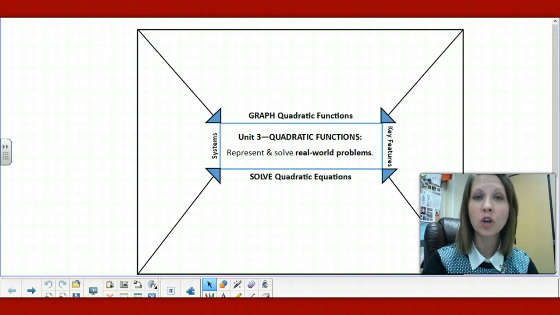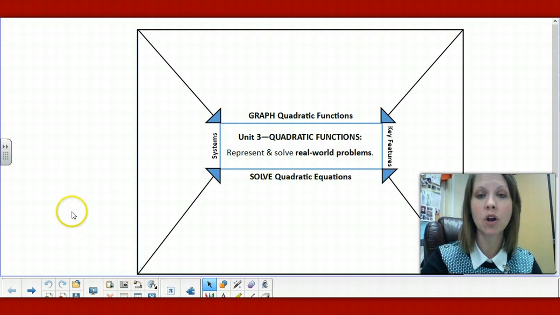Hi guys, I want to go over Vertex Form again and what my expectations are for this quiz tomorrow. This would also be a good video to come back to check when it's time for our chapter test. So this is the graphic organizer you either already have or will get, depending on what class you're in, for our Unit 3 quadratic functions.